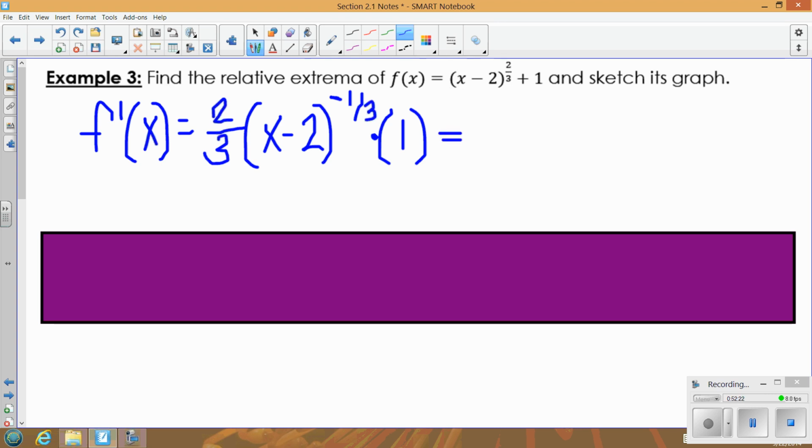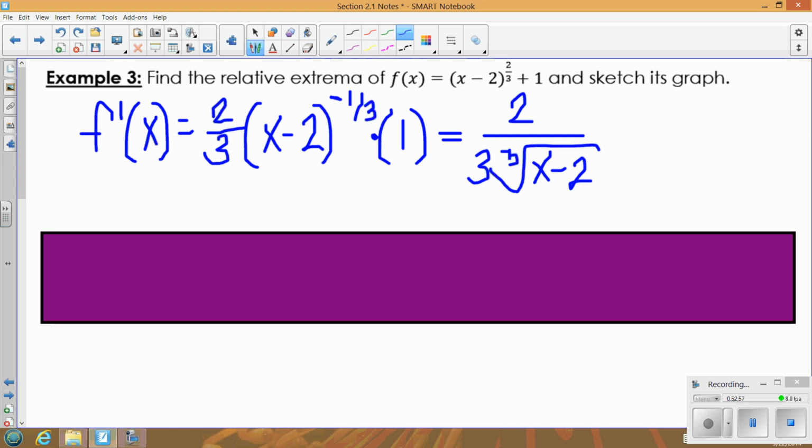So basically, if I were to rewrite this, this is the same thing as saying 2 over 3 times the cube root of x minus 2, because the negative 1/3 exponent means that it's the cube root in the denominator. So then we have to consider, are there any points where this derivative doesn't exist? Or are there any points where this derivative equals 0? Either of those two conditions being satisfied means we're going to have critical values.